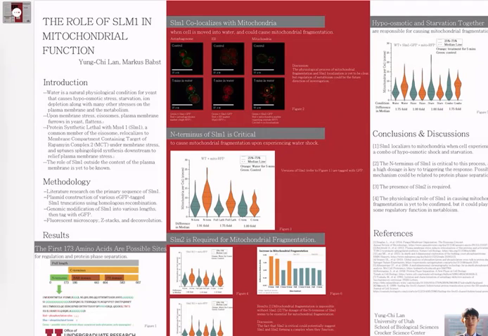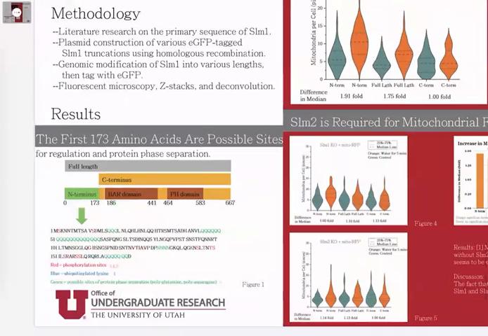To understand the project, we must first define the segments of Slm1 used in the research. The N-terminus of Slm1 is our region of interest. It is a region containing most of the protein sites for regulation, as well as potential sites for protein phase separation. The remainder of Slm1 is defined as the C-terminus here, just for convenience. The three versions of Slm1, N-terminus, full-length, and C-terminus, are each tagged with green fluorescent protein, GFP, then transformed into yeast cells for imaging.